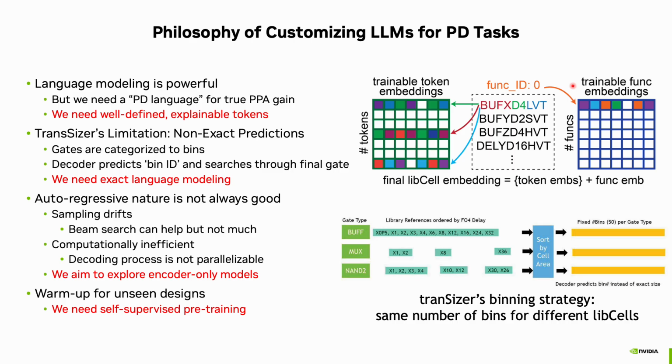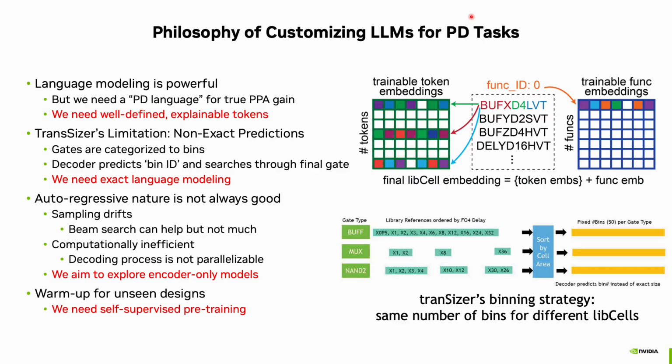As shown in the figure, for each library cell, we extract three tokens denoting the gate type, the drive strength, and then the VT. Each of the tokens will have its own trainable high-dimensional embeddings. And beyond the token embeddings, we also include a trainable function embedding associated with each lib cell, where the lib cells belonging to the same function, as shown in the figure here, will have the same function embeddings. The goal of language modeling is thus to train these two embedding tables into meaningful representations.